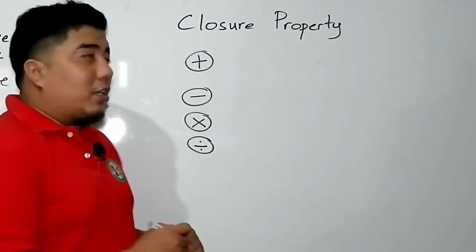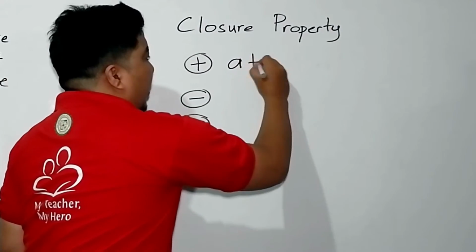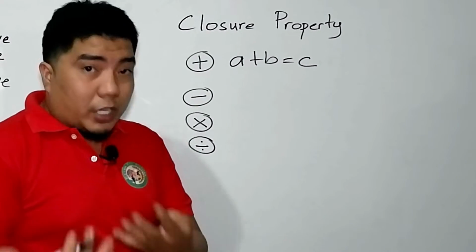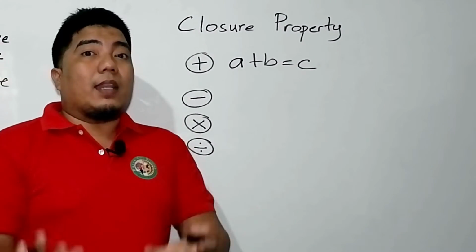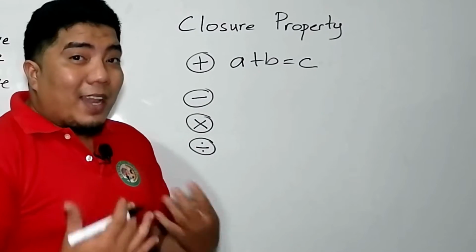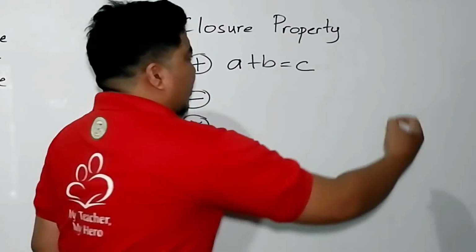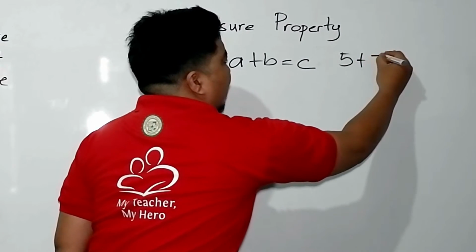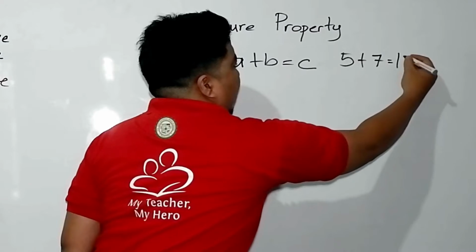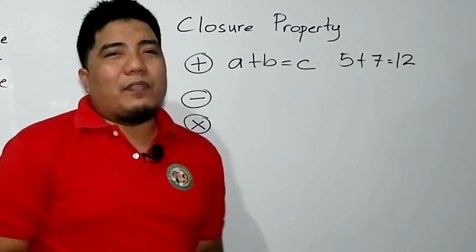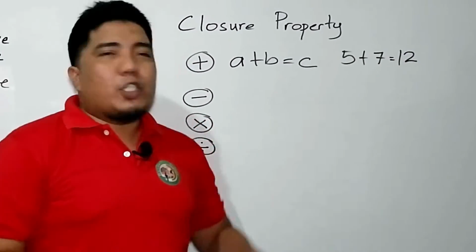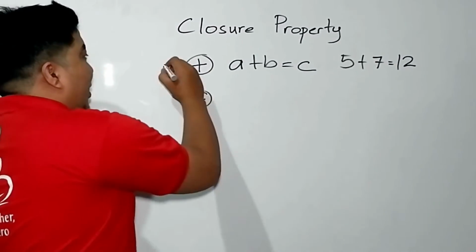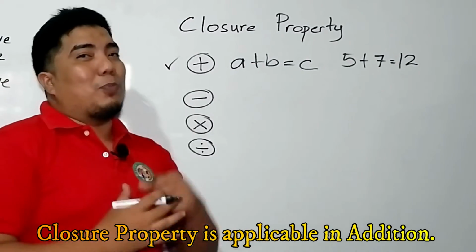Okay, for addition, we say that A plus B is equal to C, meaning A and B here are numbers or integers. Therefore, we can say that C is also an integer. Let us try some examples. Let's say A is 5, our B is 7, and that will give us 12. 5 and 7 are integers, and 12 is also an integer. Then we can say that for closure property, addition is a part of the closure property.